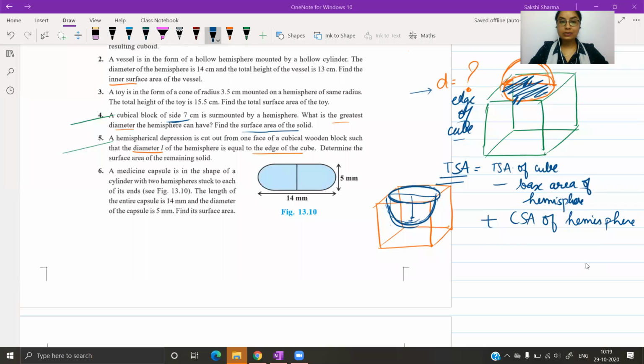Remember, we don't have numerical values. The answer will be in terms of L here, the diameter given to us.